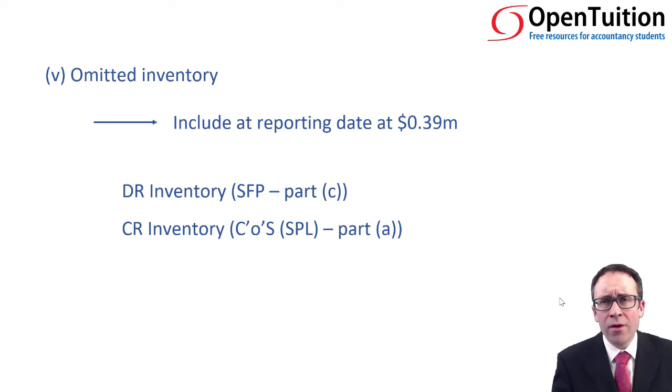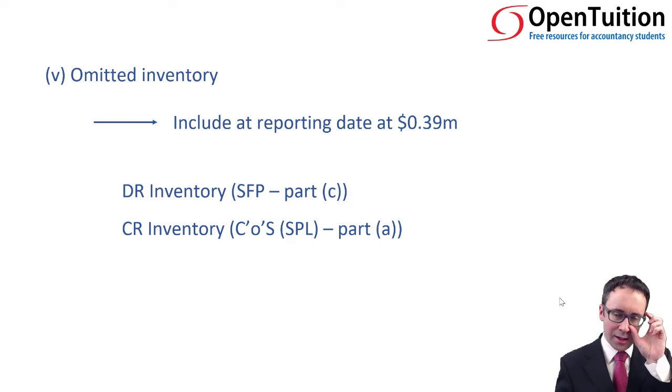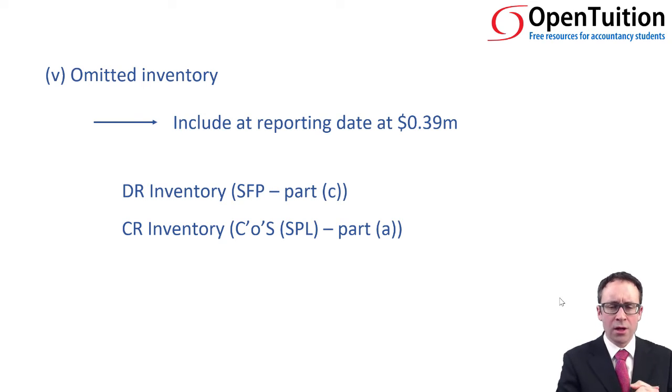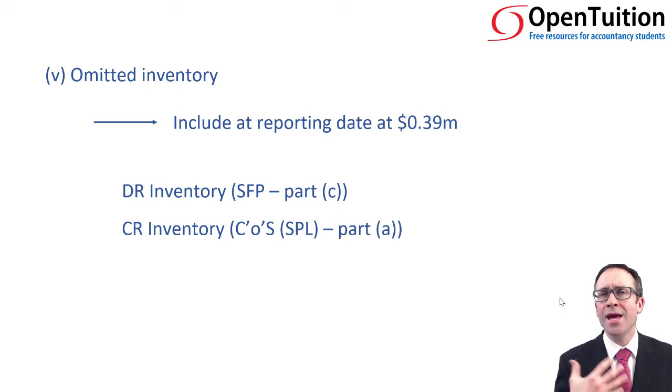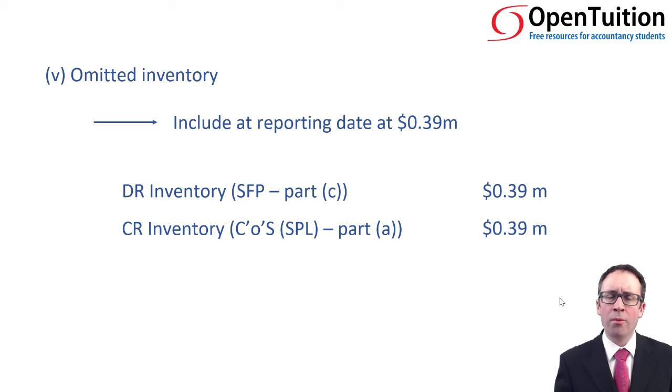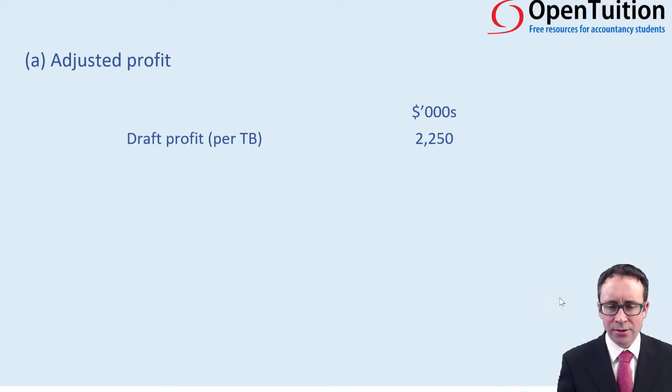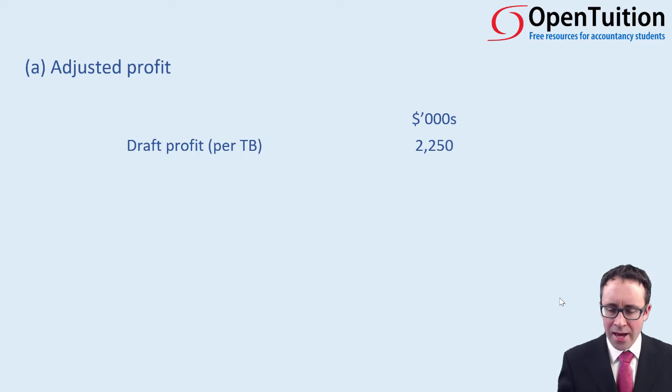Journal entry for inventory. If you don't know this, whoa, what have you been doing? You debit your inventory on the statement of financial position, credit your inventory on the statement of profit or loss as part of cost of sales. But remember, we're not preparing a statement of profit or loss. We are preparing an adjusted profit figure. So that credit is going to go through in part A, and credits are good for profit or loss as they increase your profitability, don't they? Okay, so debit inventory, 0.39 million or 390,000 in part C, and credit your profits in part A with the same 390,000. So if we go back to part A, there we go, 390 on your inventory.